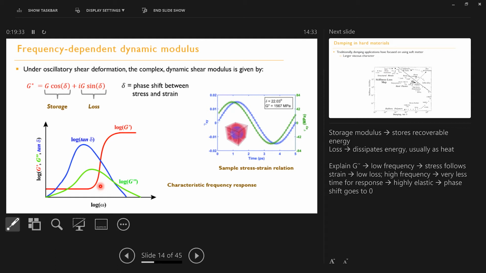Storage modulus: imagine a linear spring, an elastic spring. Whenever you deform it and remove the load, it will go back to its original shape. So whatever energy you're putting into the deformation, you're recovering it back. So it's completely conserved. But that is just an ideal picture. In principle, no material is perfectly elastic. It will always have some loss.